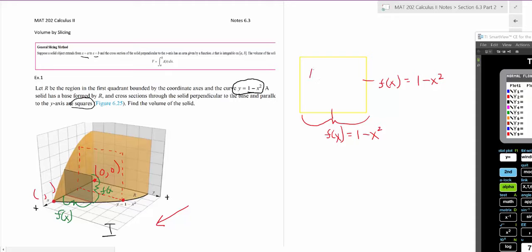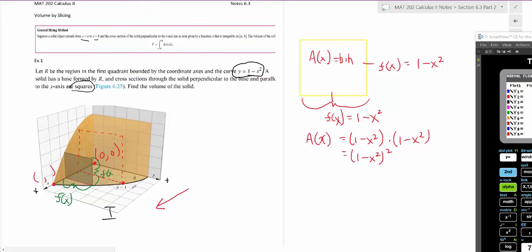So what we have for our area function is the area is just base times height. So it's going to be those two things multiplied. So our area function is going to end up being 1 minus x squared, the base, times the height, 1 minus x squared. So that's going to be equal to (1 minus x squared) squared. So that's what we're going to end up integrating, is that area function right there.